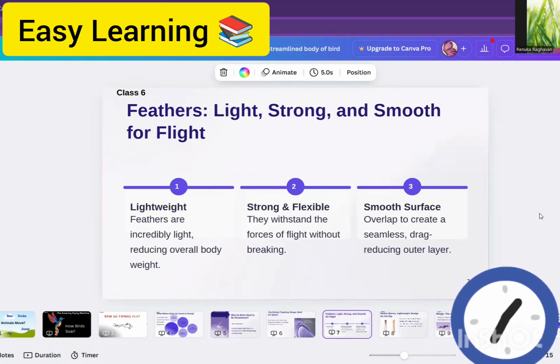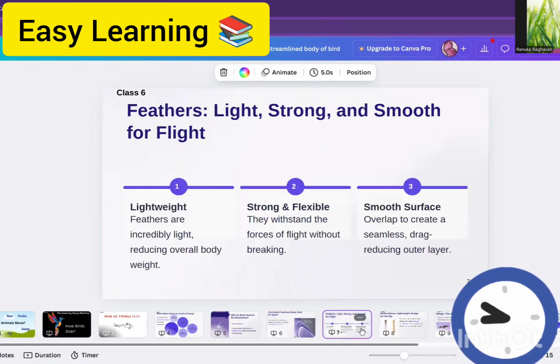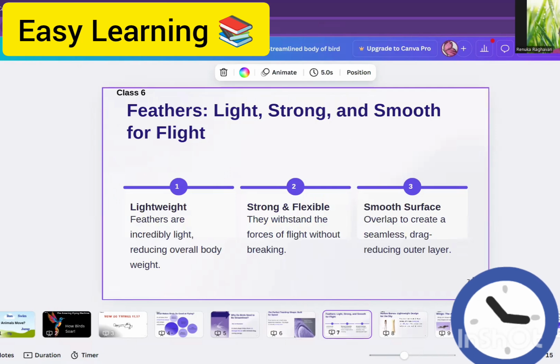Okay, and then they should have strong and flexible feathers also, so that without breaking, they can withstand the air resistance and fly in the air. And then the feathers should be overlapping, like this. So I told you that there are overlapping feathers. Then only they are able to reduce the drag which acts behind the tail region.